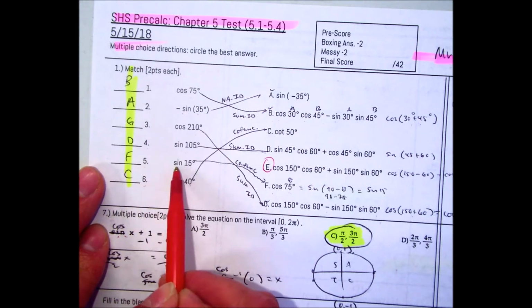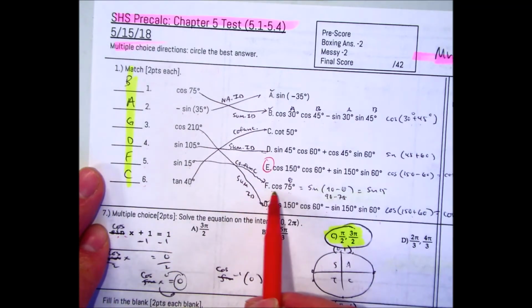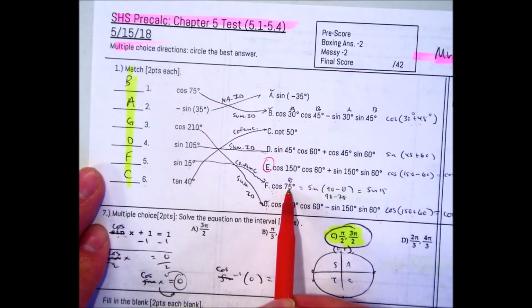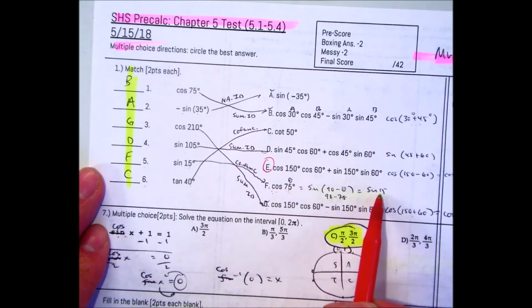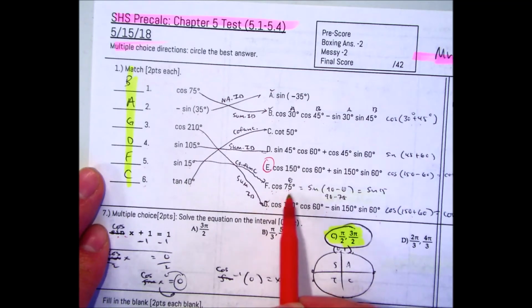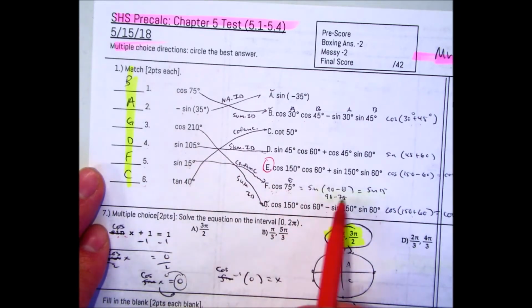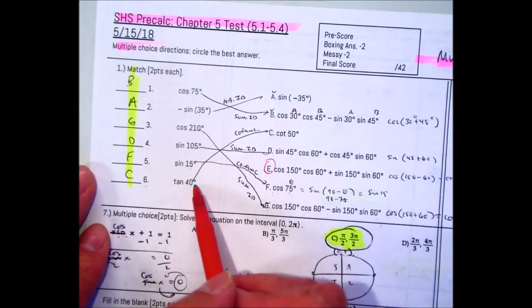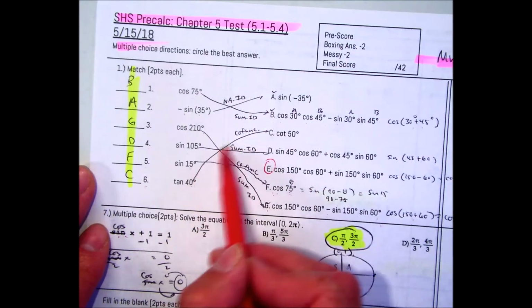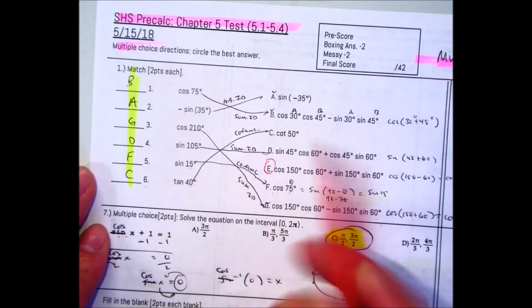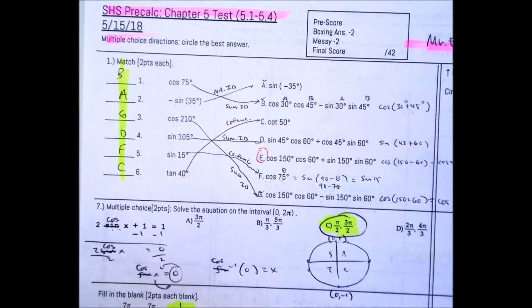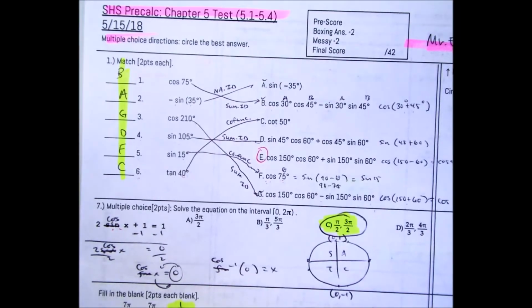Question number 5, sine of 15 degrees. This is the cosine of 75. The reason why, if you take 75 and you put it in there, 90 minus 75 gives you 15. Sine of 15 and cosine of 75 are cofunctions. Cofunctions are complementary. Question number 6, tangent of 40 is cofunctions with cotangent of 50 degrees. Notice again those numbers, 40 plus 50 equals 90. 2 points apiece on those.